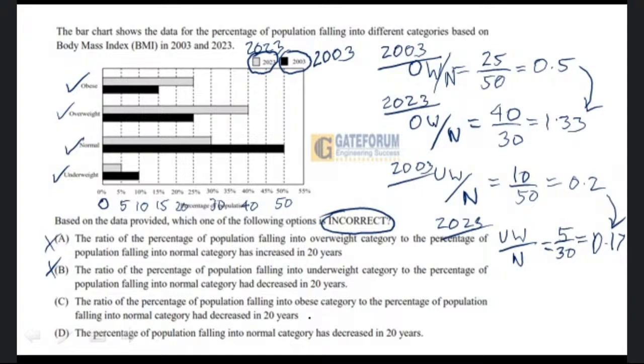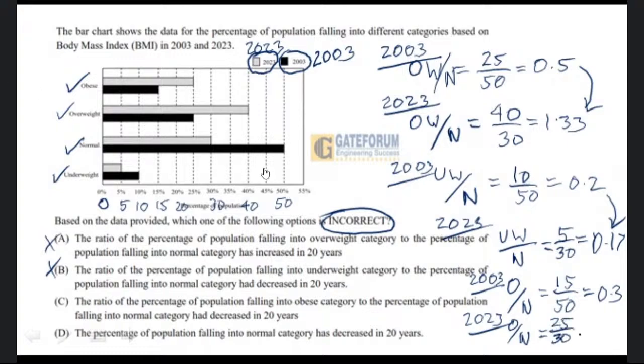Ratio of the percentage of population in the obese category to the percentage in the normal. Obese and normal in 2003 would be, 2003 is the black one, 15 divided by 50, which is 0.3. And obese by normal in 2023 would be the gray one, that is 25 divided by 30. So that is 5 by 6.